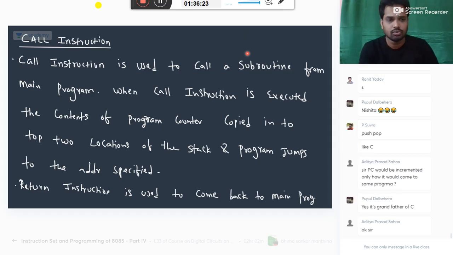Okay. So where are we? Right. The return instruction is used to come back to the main program.